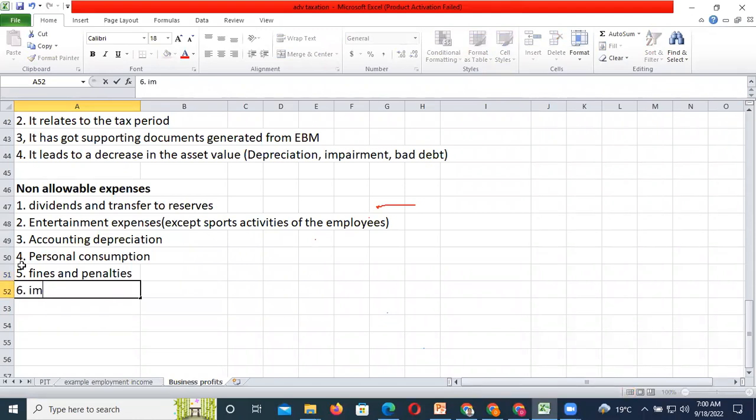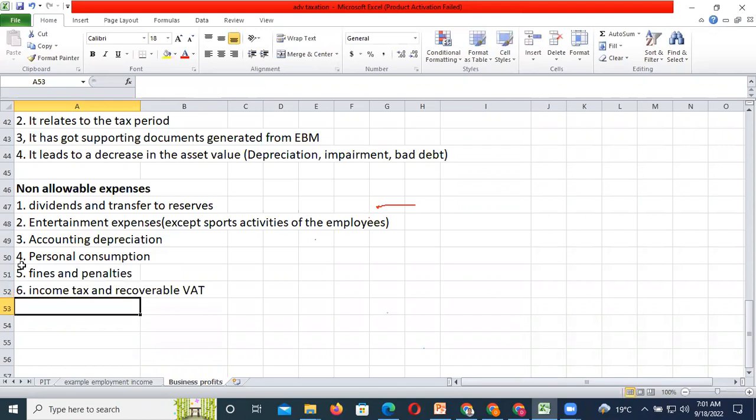Income tax and recoverable VAT. The income tax is not an expense, so it's not allowed. Whether it's a withholding or otherwise, that one is not an allowed expense. Recoverable VAT is the VAT a taxpayer can claim. As long as a taxpayer can claim that VAT, that VAT is not allowed. But if the VAT is irrecoverable, a taxpayer cannot claim it, in that case, that VAT is allowed. So we shall discuss what is recoverable and irrecoverable VAT when we are discussing VAT.